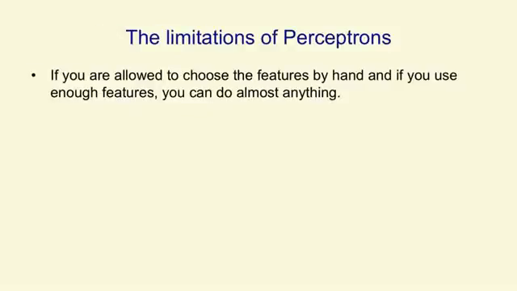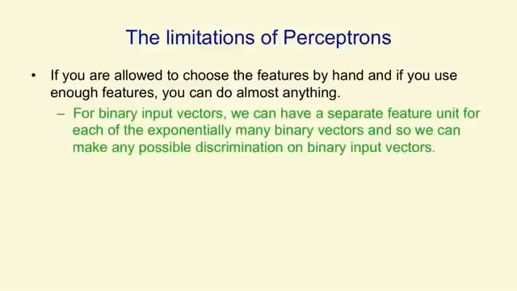If you're allowed to choose the features by hand, and if you use enough features, you can make a perceptron do almost anything. Suppose, for example, we have binary input vectors, and we create a separate feature unit that gets activated by exactly one of those binary input vectors. We'll need exponentially many feature units, but now we can make any possible discrimination on binary input vectors. So for binary input vectors, there's no limitation if you're willing to make enough feature units.